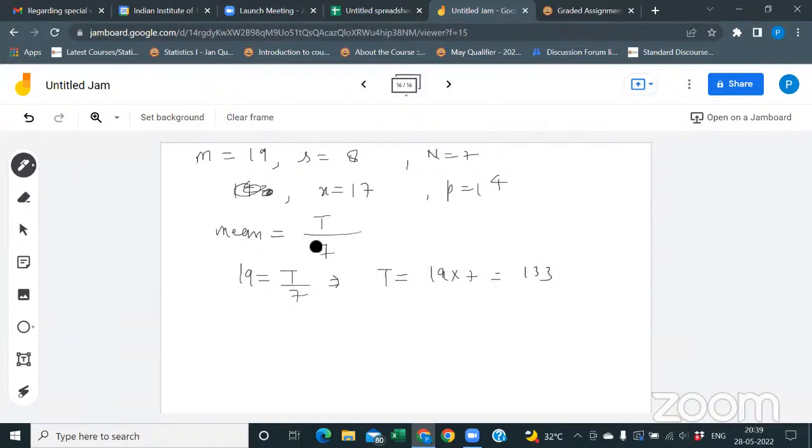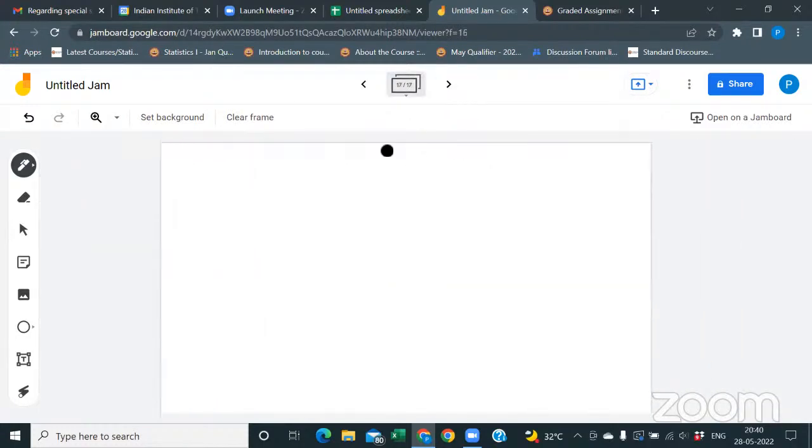Now you have to find the correct mean. For that you must know the correct sum of observations. We subtract 14 and add 17, so it will be 133 minus 14 plus 17, which is 136. The correct mean will be 136 divided by 7. Now you have to calculate the correct sample standard deviation. What is the formula of sample standard deviation? 1 upon n minus 1 of xi. Sir, can you please do the first page once?